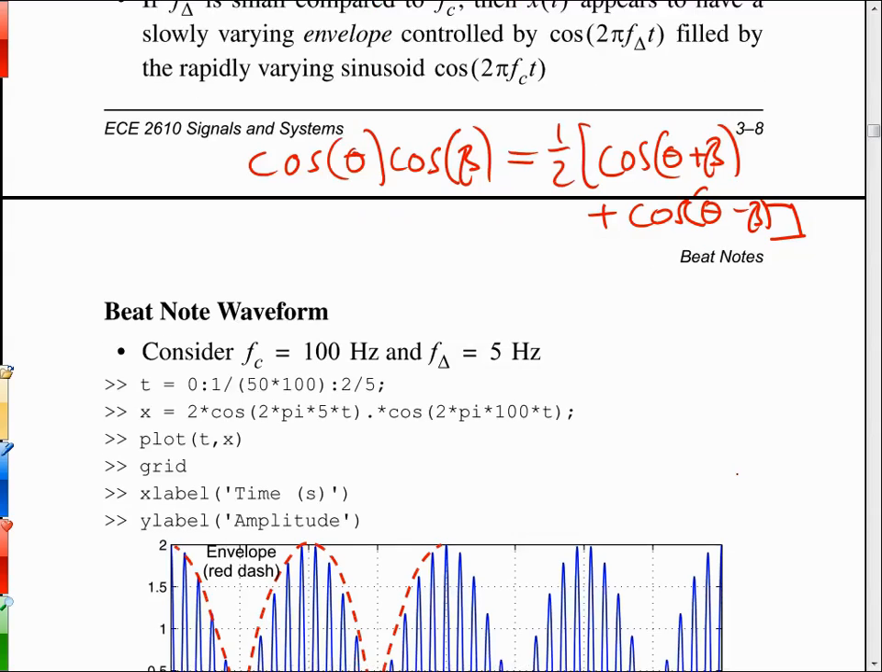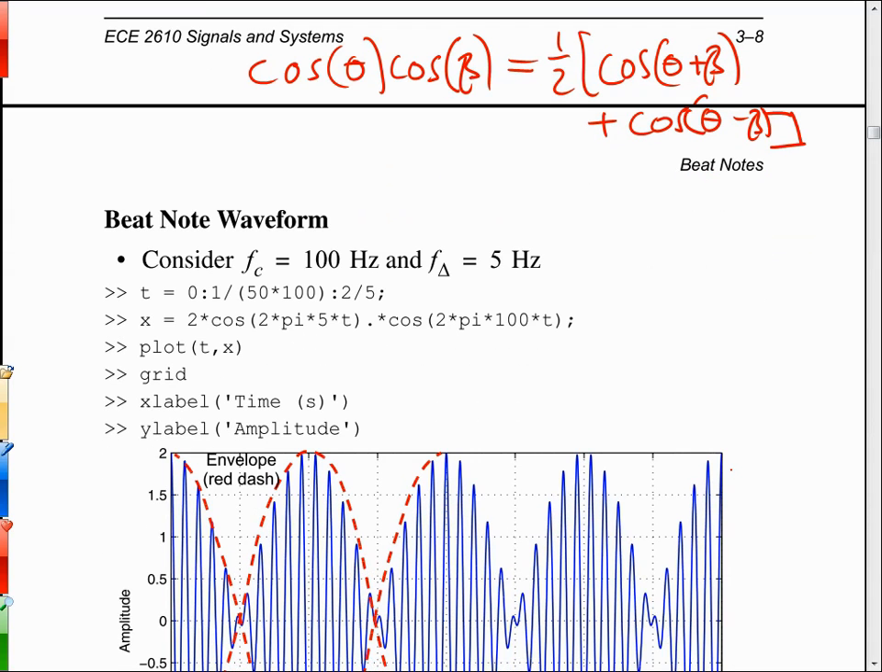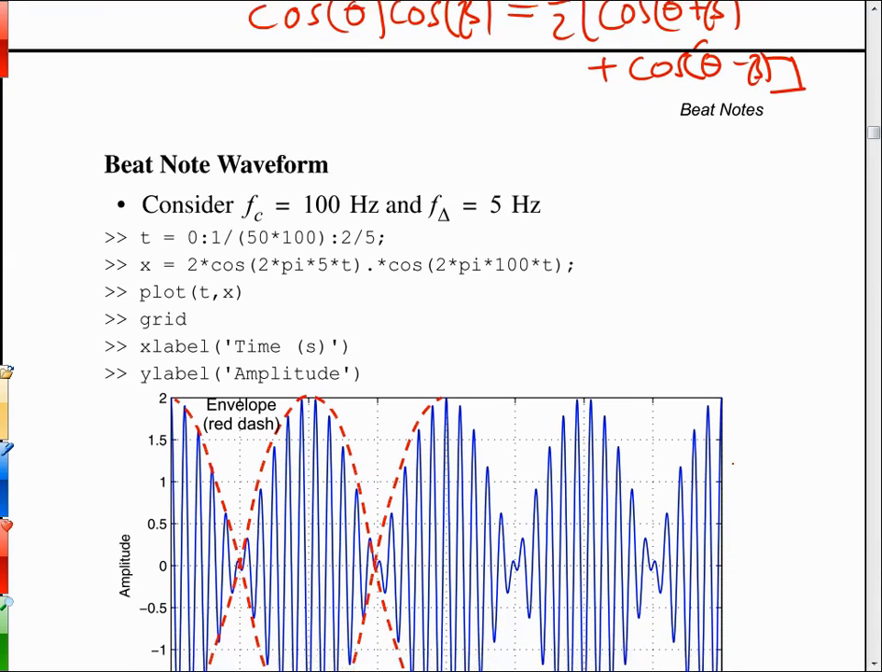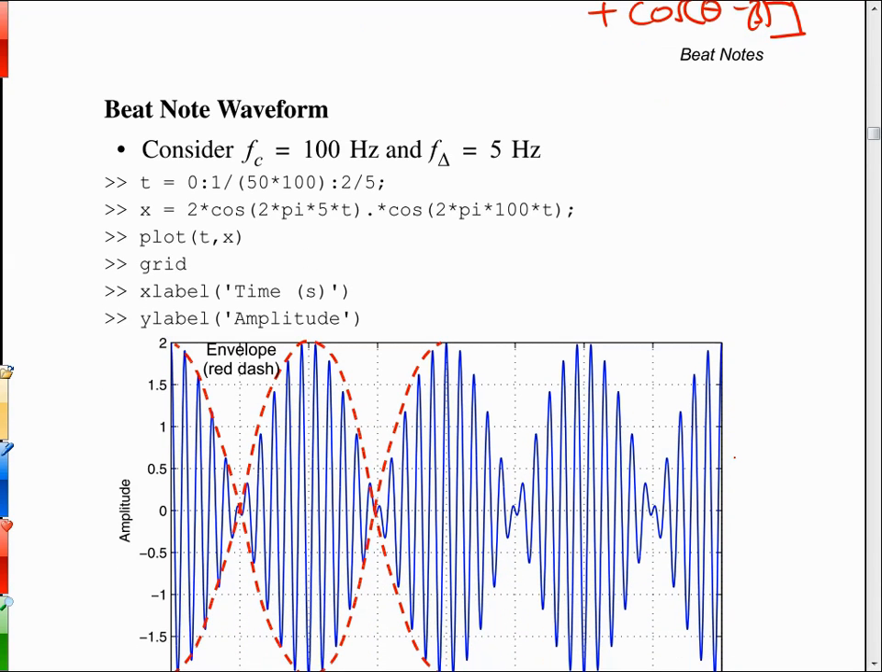In terms of the beat note idea though, if we have a 100 Hertz centered signal and an F delta of 5 Hertz, we're going to get a signal that when we plot it out in the time domain has this envelope that's moving at the very slow frequency of the frequency difference, the 5 Hertz F delta, and then the high frequency sinusoid average of 100 Hertz is inside of there. Our ear is actually hearing 105 and 95 Hertz. But when we plot it out as a picture, it looks like that.